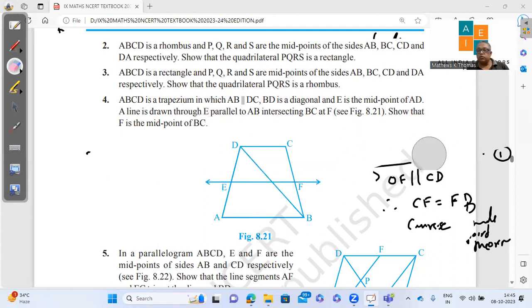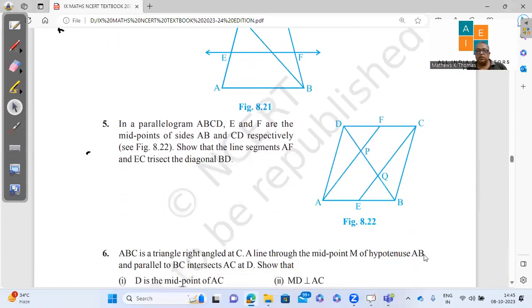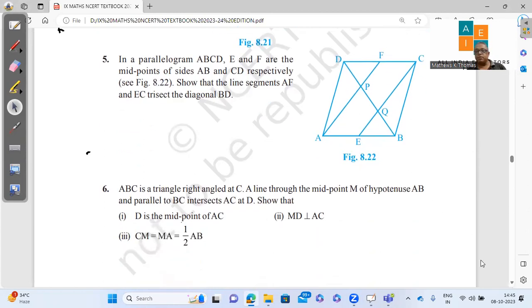Then we move on to question number 5. In this question, they have given a parallelogram ABCD. E and F are the midpoints of AB and CD. The question is to prove that AF and EC trisect BD. Trisection means division into 3 equal parts.